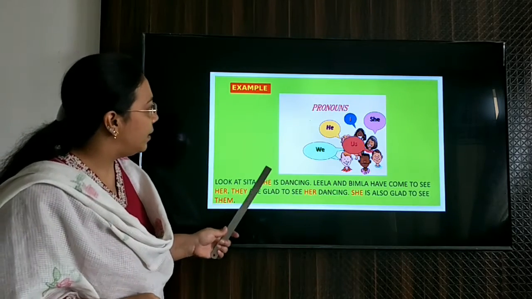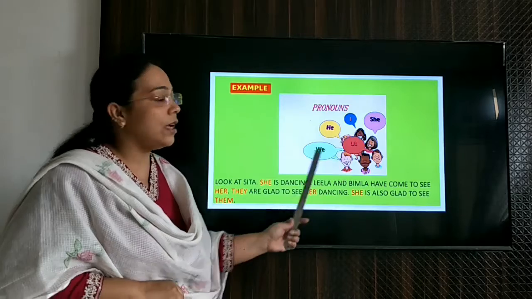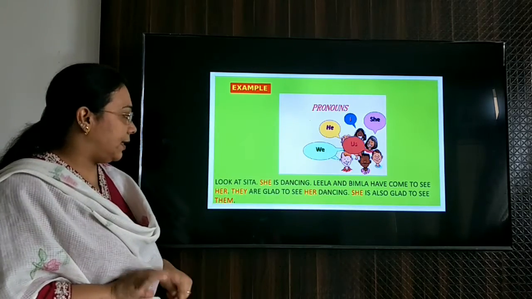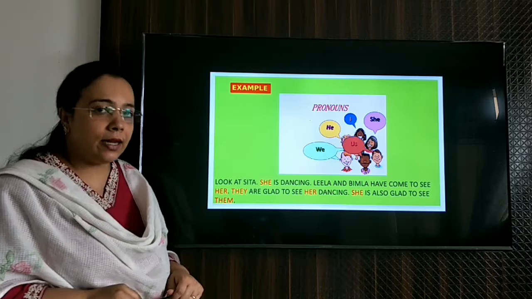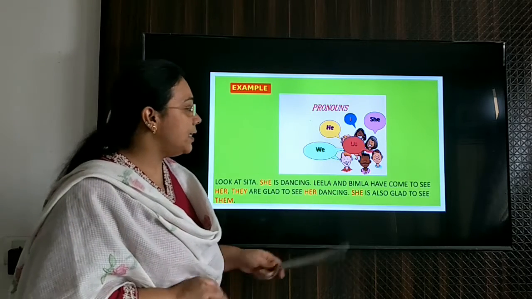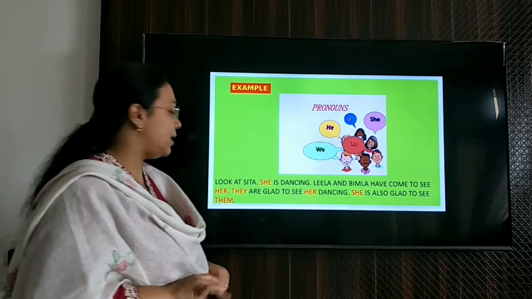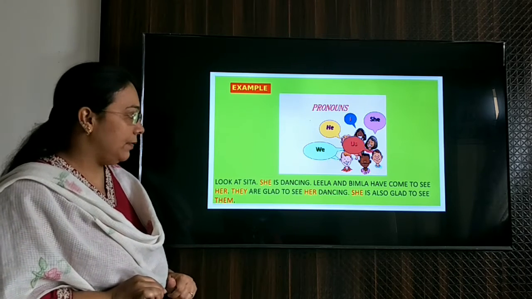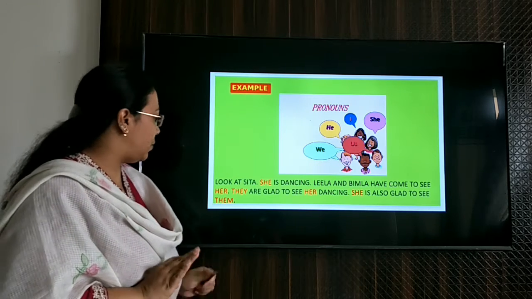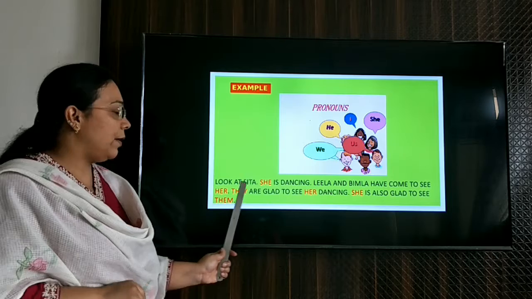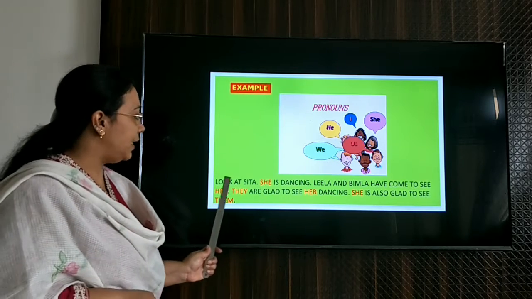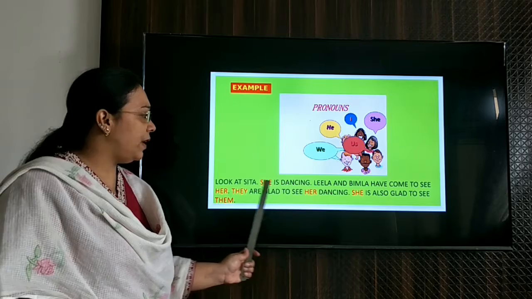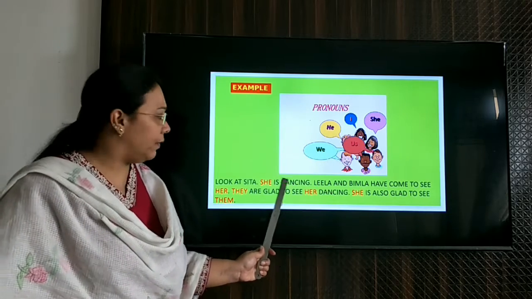See. He, we, I, she. These are what? Pronouns. Look at Sita. She is dancing. Leela and Bimla have come to see her. They are glad to see her dancing. She is also glad to see them. See, we are talking about whom? Sita. So here the noun is Sita. In the next sentence, we are not again repeating the word Sita.